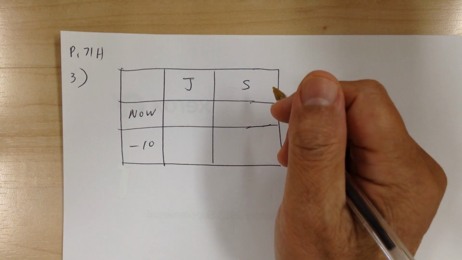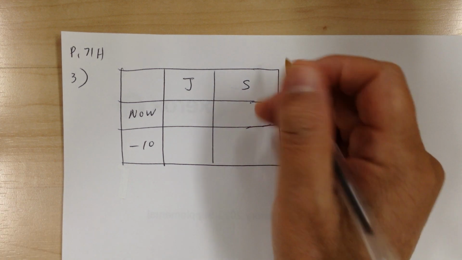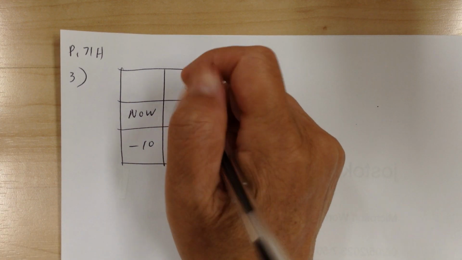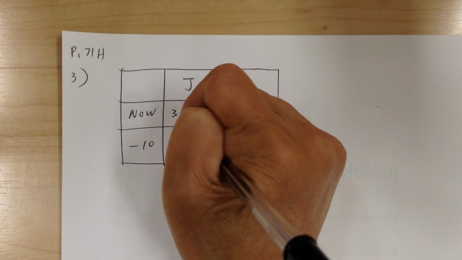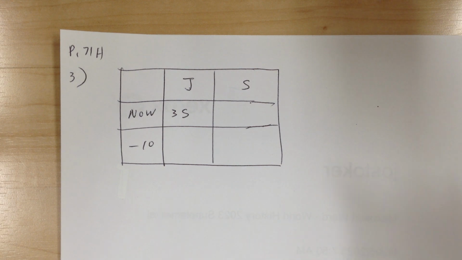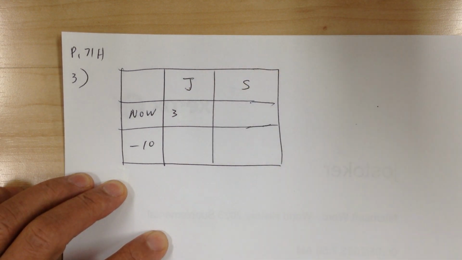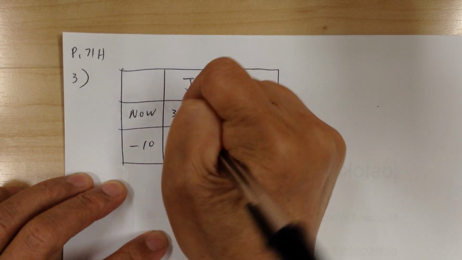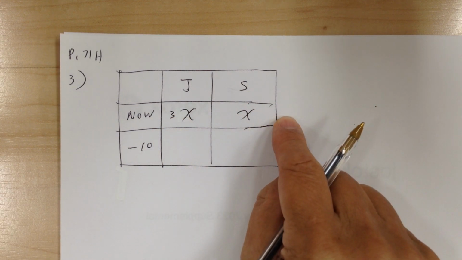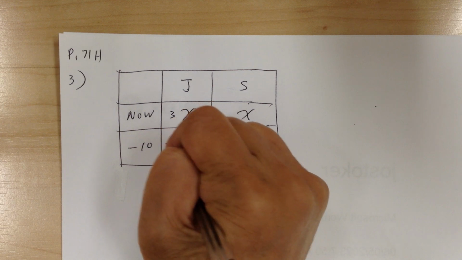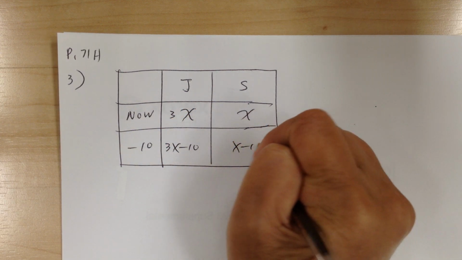Okay, let's use the first sentence. It says Mr. Johnson is equal to 3 times as old as the son. So let's call this x, and so this will be 3x, right? So again, Mr. Johnson is 3 times as old as the son. And that means this would be 3x minus 10, and this would be x minus 10.